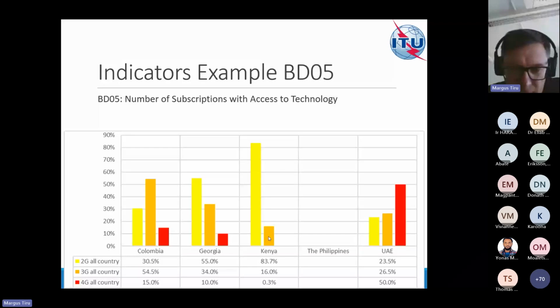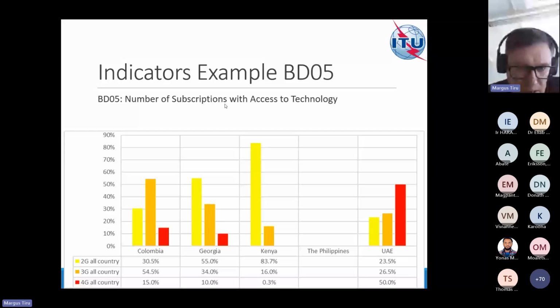But you can see very clearly how you can compare different countries. In the Philippines case, for example, this indicator for some reason was not possible to calculate. Nevertheless, you already get a quite interesting view on the specific ICT indicator. It shows clearly the development of the country, and I think it's a very good way of understanding, for example, the digital divide.